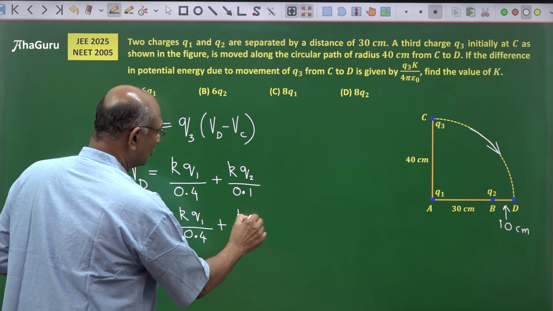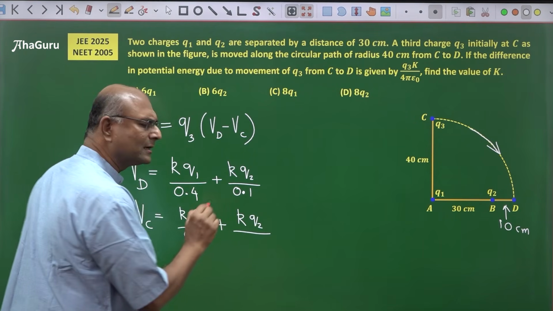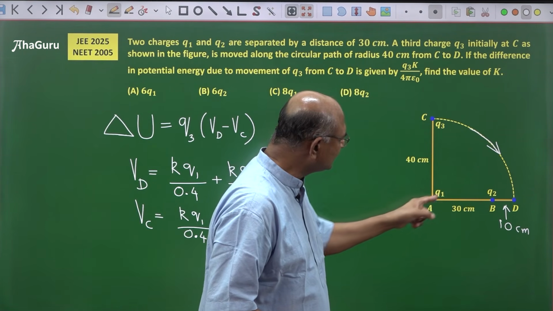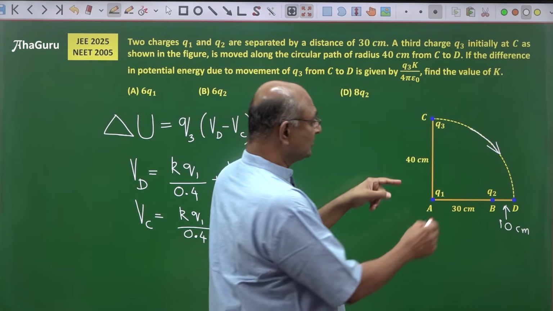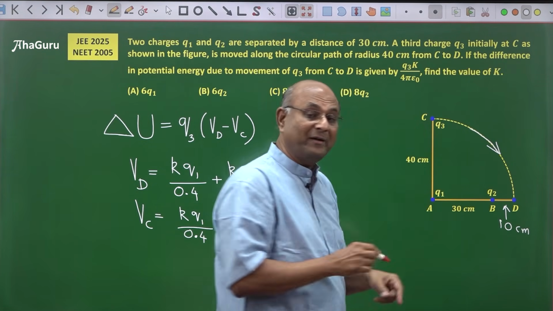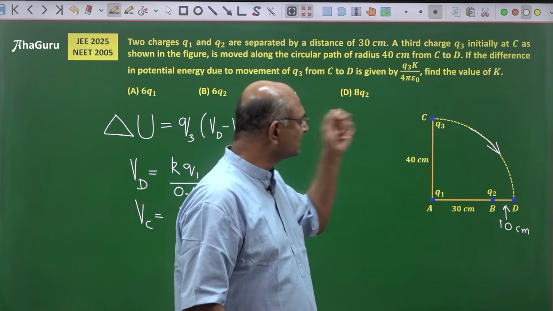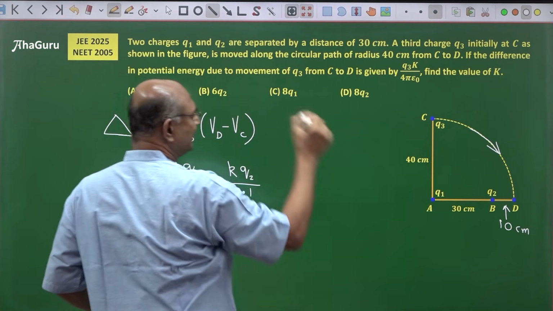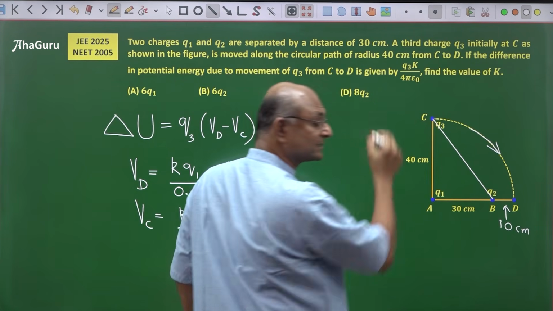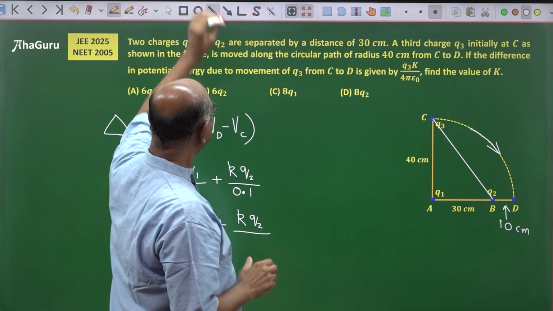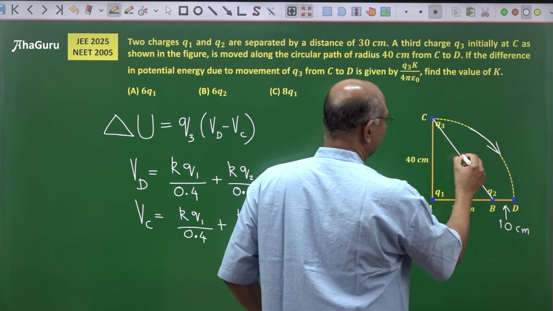K Q2 by what? Not this distance, not that distance. Oh, this distance. Because you have to say from the charge to wherever you want the potential. But what is that distance? Let me basically draw this distance. How do I find out what is that distance? Let me call this R.